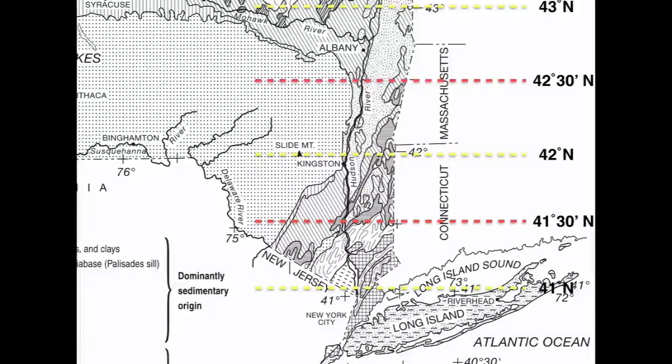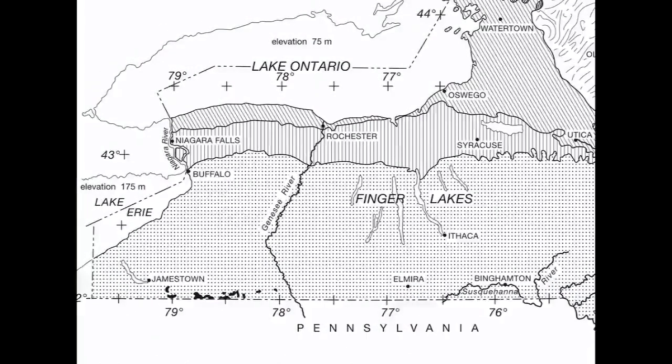All right, let's take a look at longitude. Works the same exact way. So here's a line of longitude, 77 degrees west. Here's another line of longitude that's halfway between. That's 77 degrees and 30 minutes west.